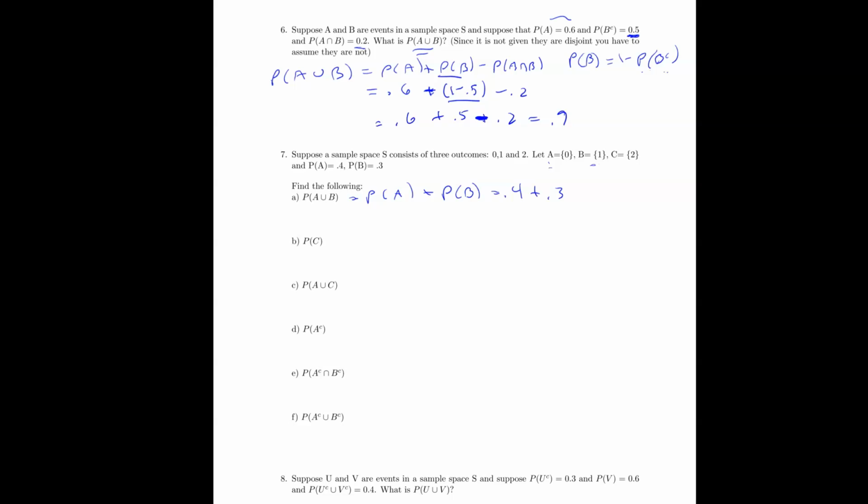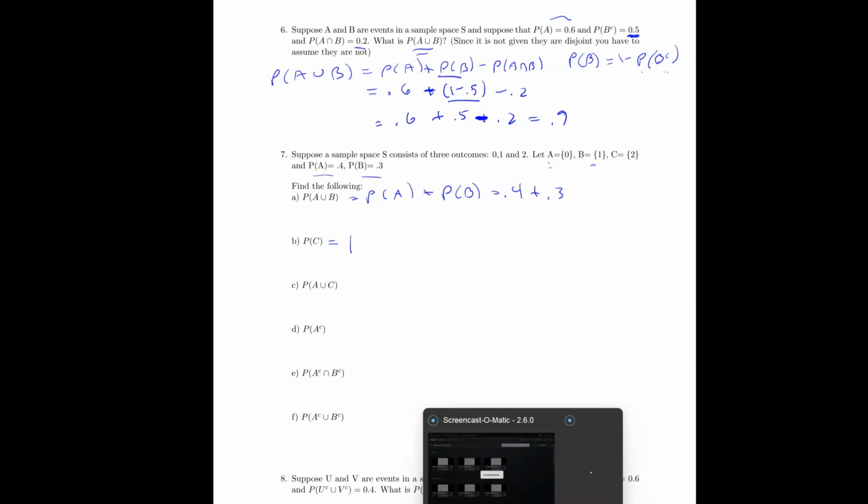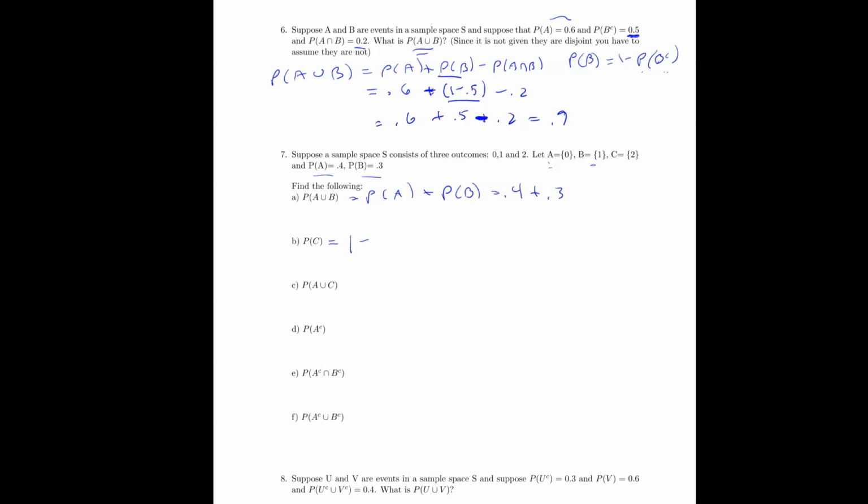Okay, so what is the probability of C? Well, the probability of C, they don't give me, right? They don't tell me what the probability is. So I'm going to say that it's all, which 1 means the probability of everything, subtract off the probability of A or B, because if A or B is happening, C is not happening. And so that gives me 1 minus 0.7 or 0.3.